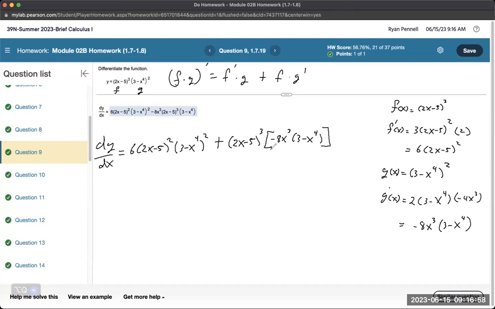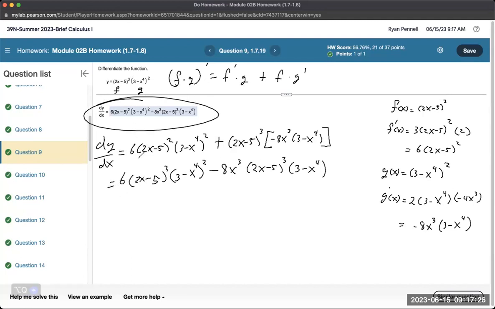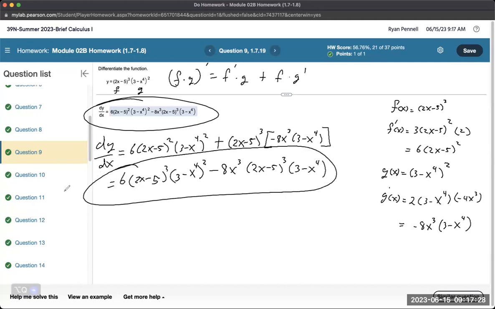And then we really should clean this up. That would be minus x to the third, 2x minus 5 cubed, 3 minus x to the 4th. Yeah, that should do it. Yep. Okay, squared x to the 4th minus 3 squared 5 minus 2x to the 6th. There it is. Okay. All right. That's how I would do that one. That's number 9. So that should get you started on that one.